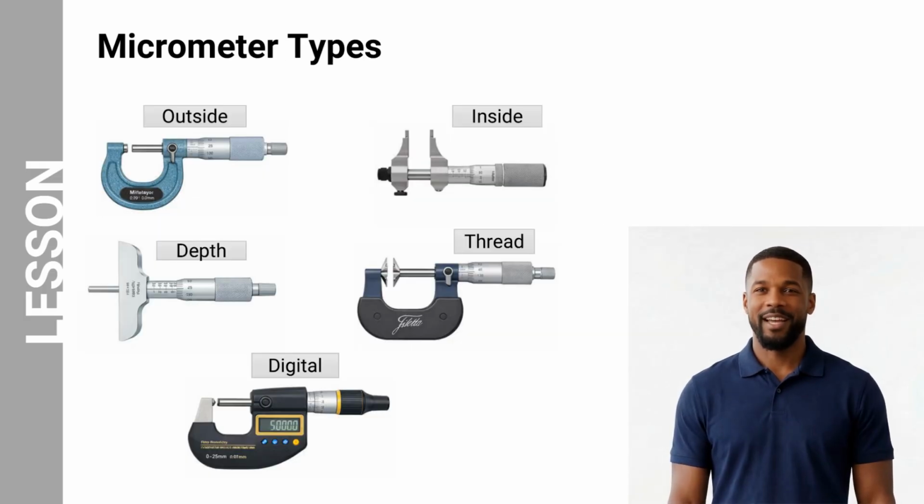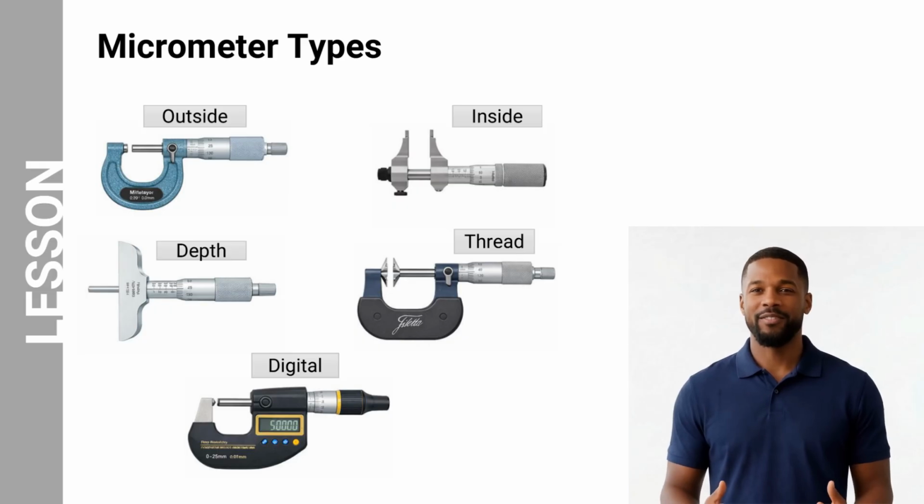Because different measurement tasks require different approaches, several types of micrometers are used. Outside micrometers measure external dimensions, such as shaft diameters. Inside micrometers are used for internal diameters of holes and bores. Depth micrometers measure the depth of recesses and slots. Thread micrometers are used for measuring thread dimensions. Digital micrometers provide direct readouts for easier interpretation. Each type is designed for a specific application.